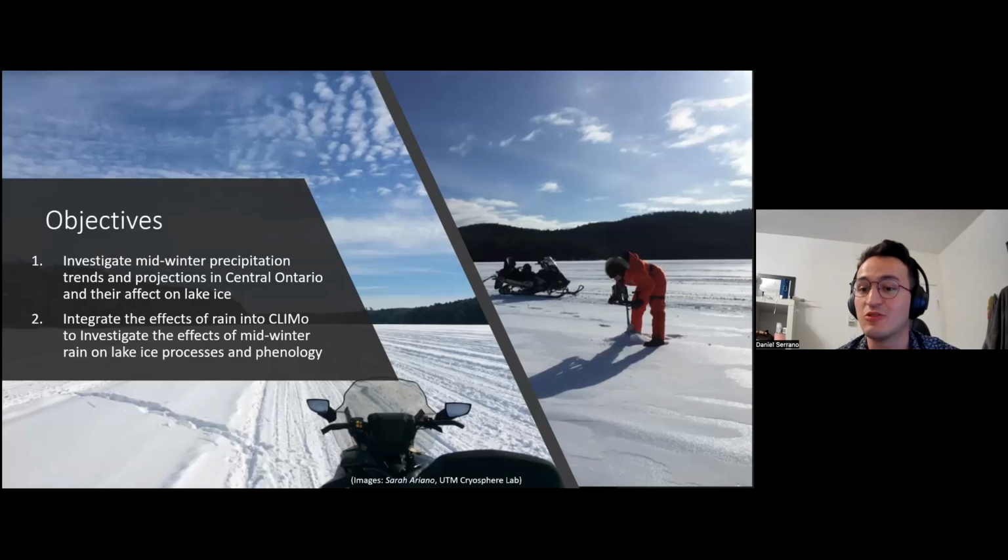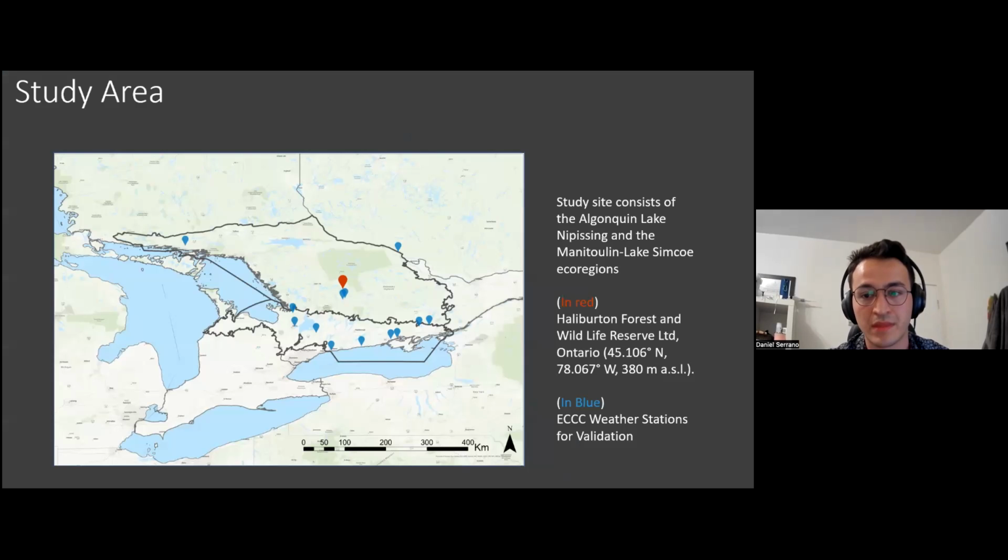So the results that I will be presenting today are part of my first objective for my master's thesis, which is to investigate midwinter precipitation trends and projections in central and southern Ontario. And then for the second part, I'll be looking at how they affect lake ice through a computer lake ice model, CLIMO. And I'll be seeing how winter rain can have an effect on lake ice processes and phenology. But for now, I'll be focusing on the trends.